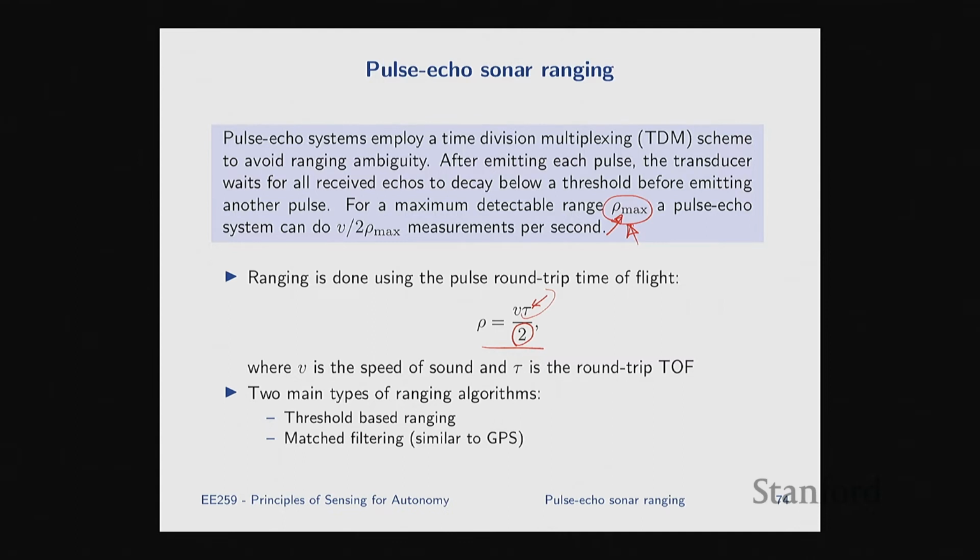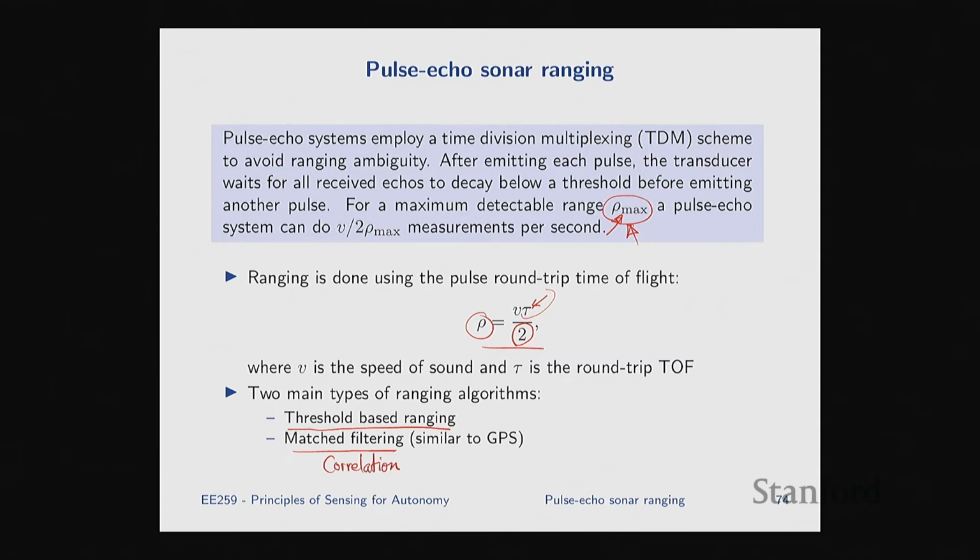Okay, so how do we do ranging? We need to estimate time of flight. There are two main types of algorithms used in pulse echo sonar for time of flight estimation. One is called threshold-based ranging, which is the simplest thing one can do. We'll talk about it. And then you can borrow an idea from GPS. When we were studying GPS, there also you had to estimate time of flight, and for GPS we used this idea of matched filtering or correlation.